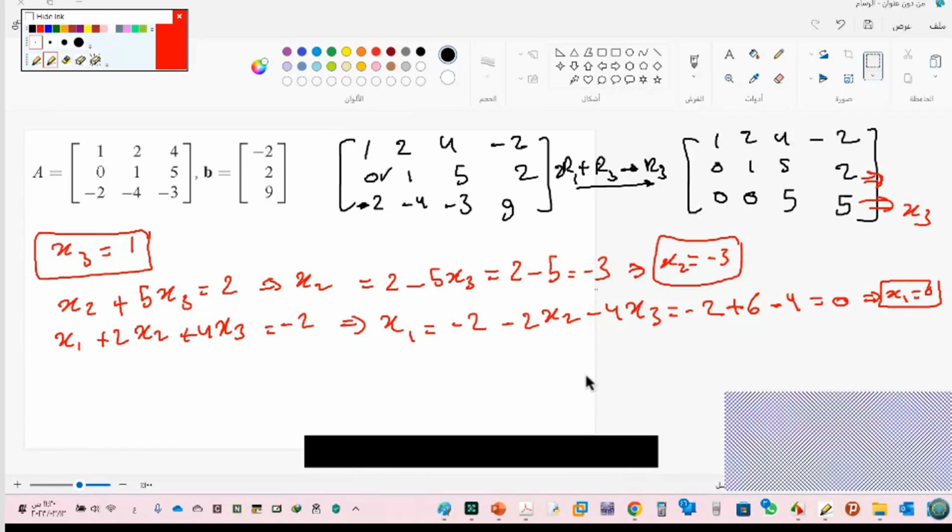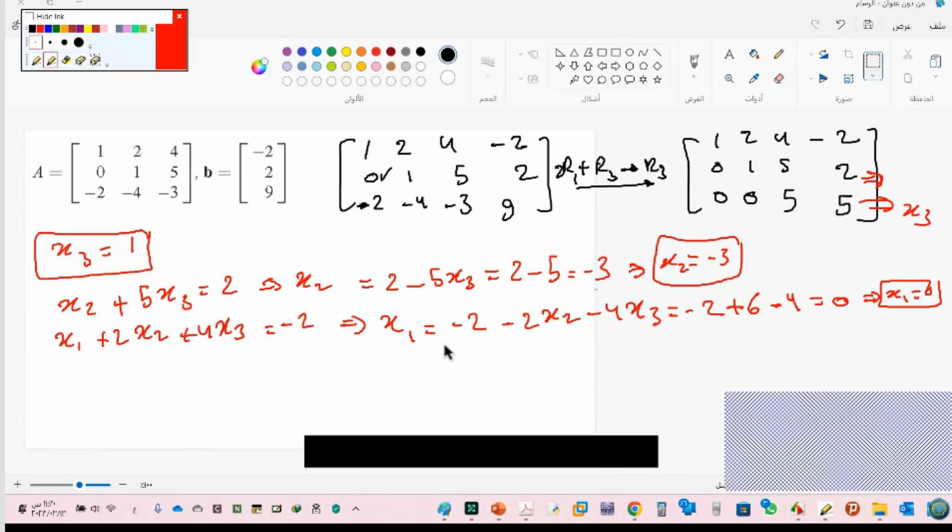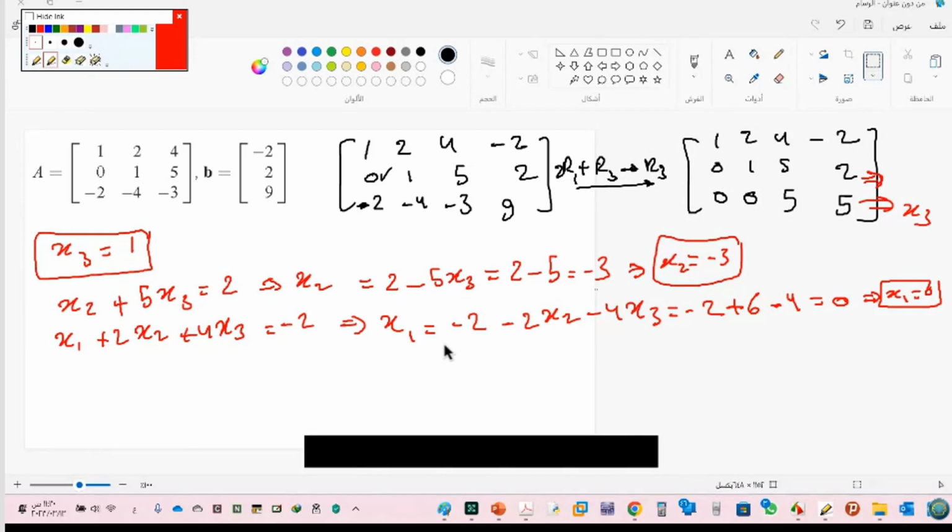Okay, now we solved it. That means we have one solution for this one. He asked for the answer in vector form. Vector form for what? I have here x1, x2, and x3. So this is x1. Now, last thing for today.